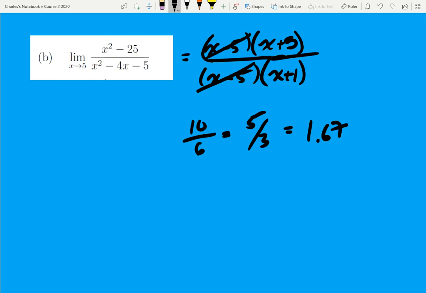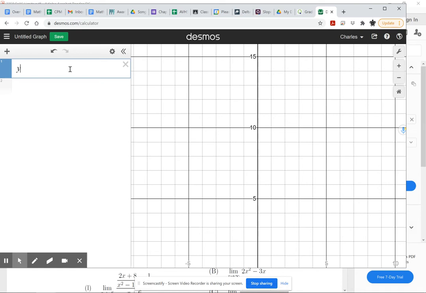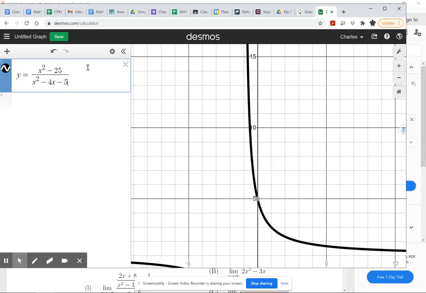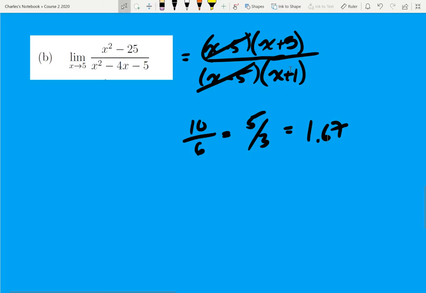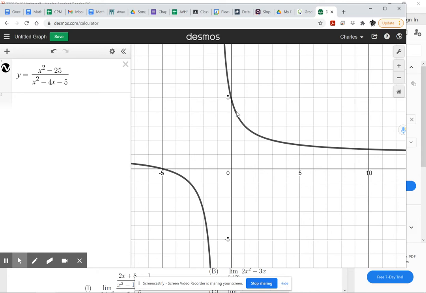1.67. So if I look at what this function looks like on Desmos now, y equals x squared... It looks like this, x plus 5 over x plus 1, but I told you there is one point where it's not exactly the same. And let's see, I want to see if I can actually get the calculator to admit that one.